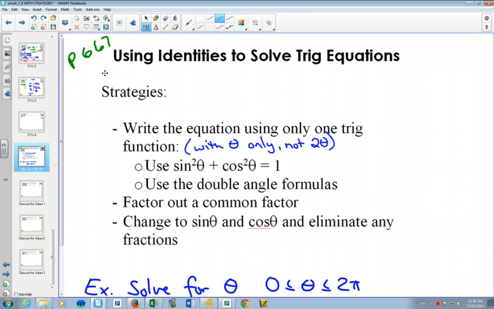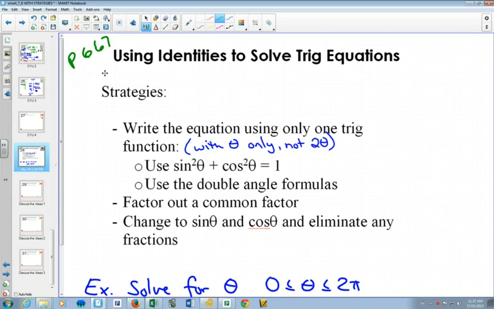Yes? Would sine squared 2 theta plus cos squared 2 theta also be 1? Yes, because the angle is the same. So sine squared theta plus cos squared theta is equal to 1 whenever the angles are the same, but it's not true if one angle is something and another angle is something else. So we're going to use our double angle formulas a fair bit here.